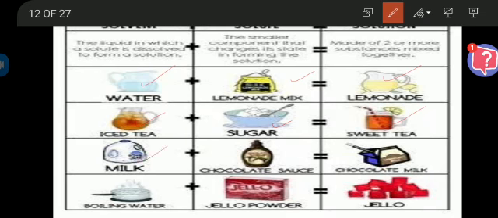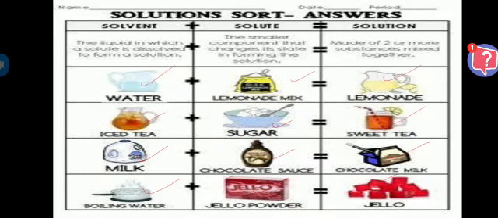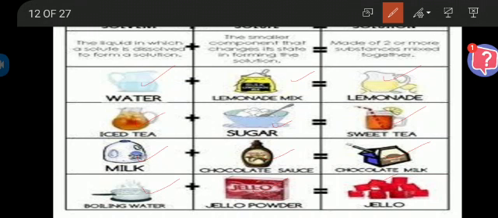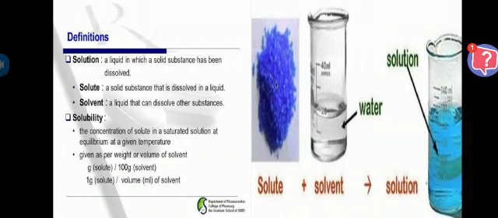Next, milk is a solvent. When it is added to the solute chocolate sauce, it forms chocolate milk. Then, when the boiling water solvent is added to a jello powder solute, it forms jello. So this is all about solutions, and you can conclude that solute plus solvent is equal to solution.